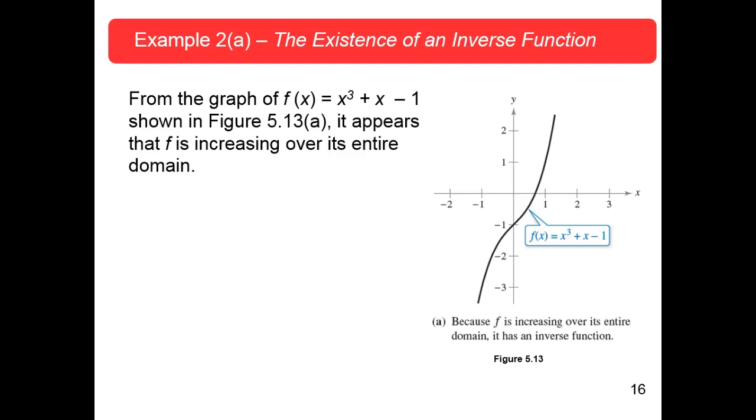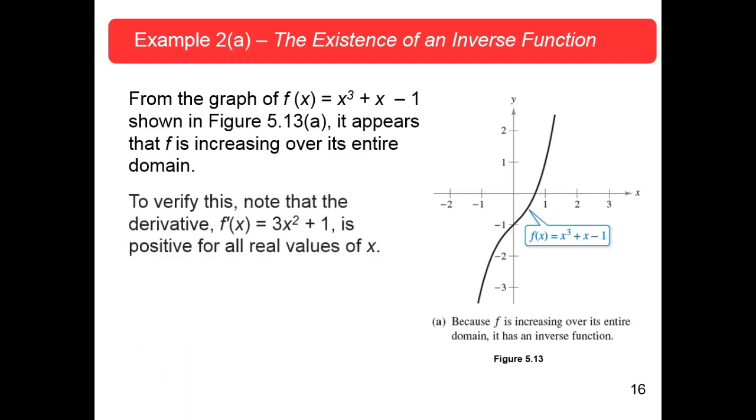Okay, so this one, x cubed plus x minus 1, appears to be increasing everywhere in its entire domain. It does have an inverse function. That would be a lot more difficult one to find. If it's just adding, subtracting, multiplying, dividing, it's easier, but this is cubing and doing stuff. It's a little bit harder to find. Because f is increasing over its entire domain, it has an inverse function.